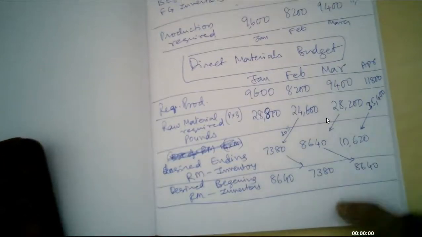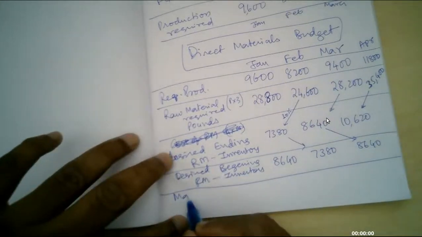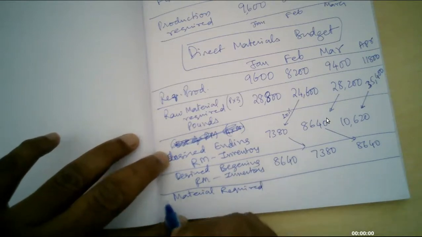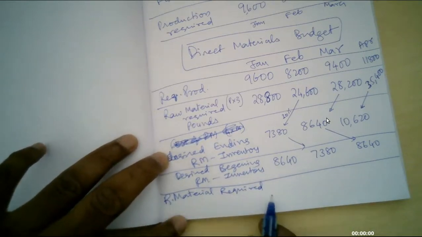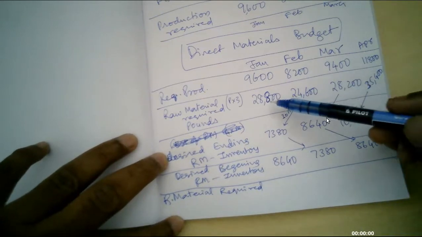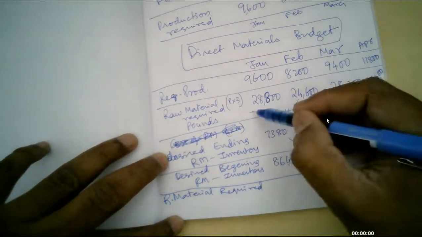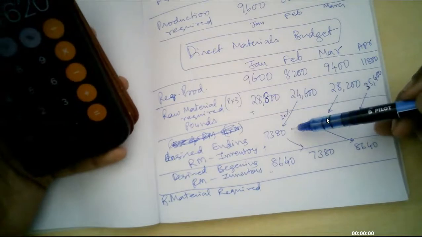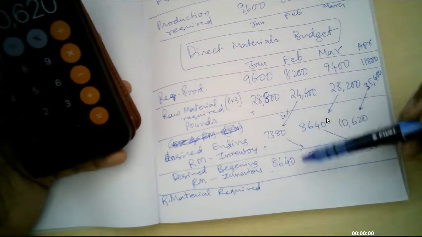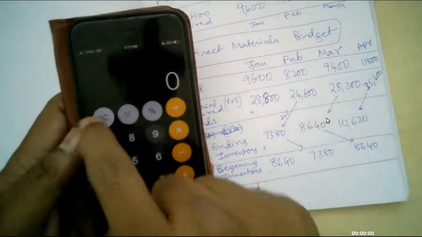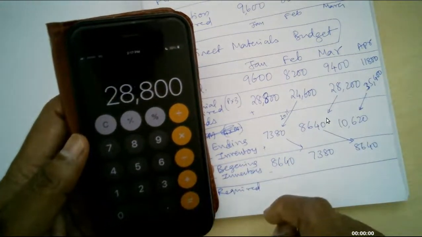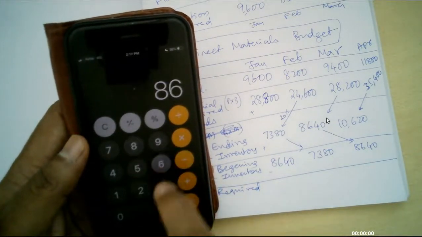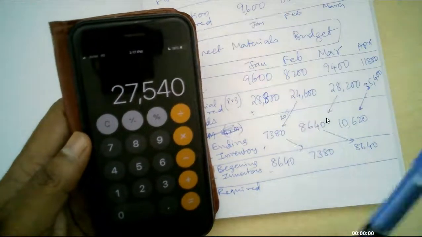So now the total material required. Okay, so this raw material required will be 28,800 pounds. This plus this minus this. That means the raw material required for production, then ending inventory you have to add, and beginning inventory you have to subtract. Okay, so let us do that. 28,800 plus 7,380 minus 8,640. 27,540.